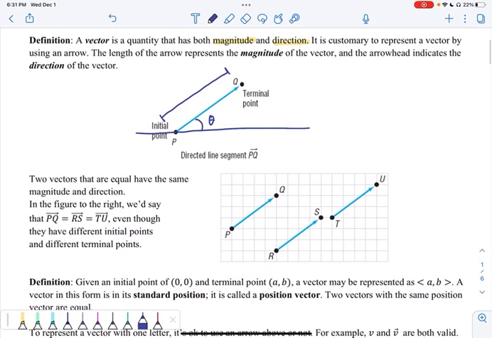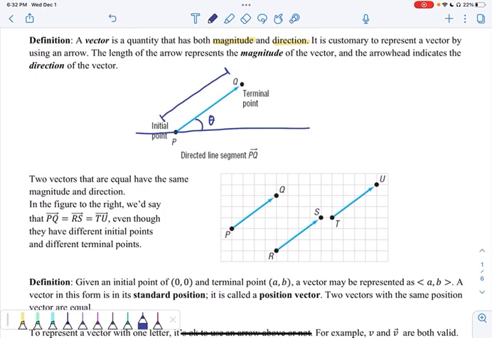Two vectors that are equal have the same magnitude and direction. So in the figure to the right, we'd say that the vector PQ, which we make by naming the starting point and the ending point, the vector RS and the vector TU are all equal, even though they have different initial points and different terminal points. So where they start and where they stop is different.